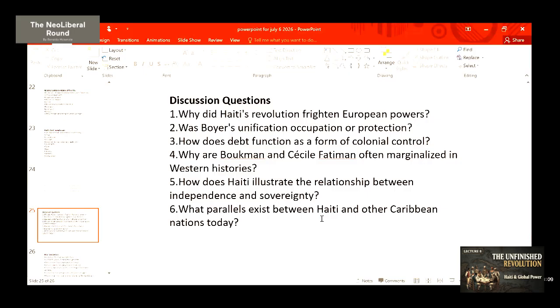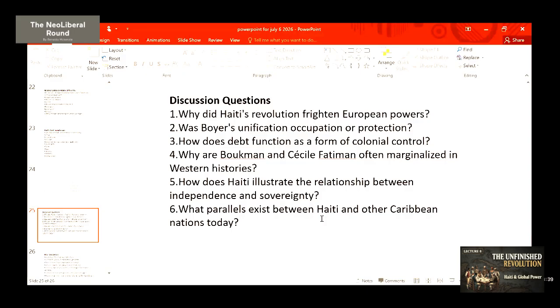Why are Boukman and Cécile Fatiman often marginalized in Western histories? That provided an understanding in terms of what about the other people. And so the question is, why are Boukman and Cécile Fatiman often marginalized in Western histories? How does Haiti illustrate the relationship between independence and sovereignty? What parallel exists between Haiti and other Caribbean nations today?